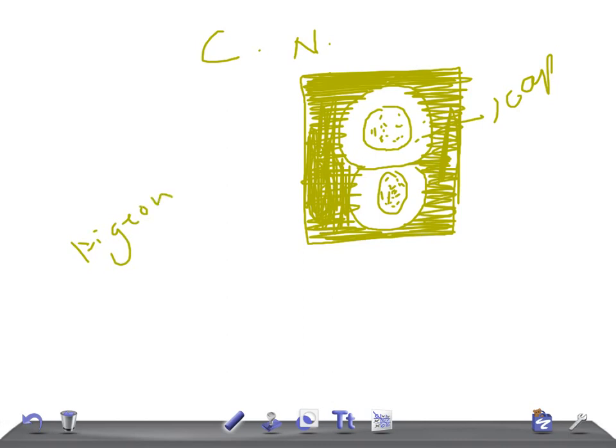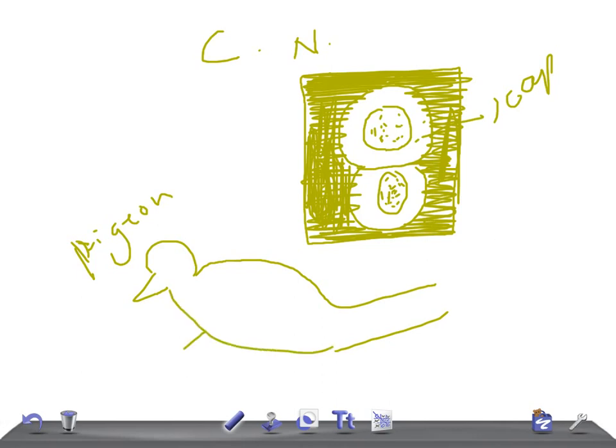Pigeon droppings. Okay, so let me draw. Do you want me to draw the pigeon? I'll draw my level best. Okay, right guys, so pigeon dropping, here is the dropping. This contains Cryptococcus neoformans.